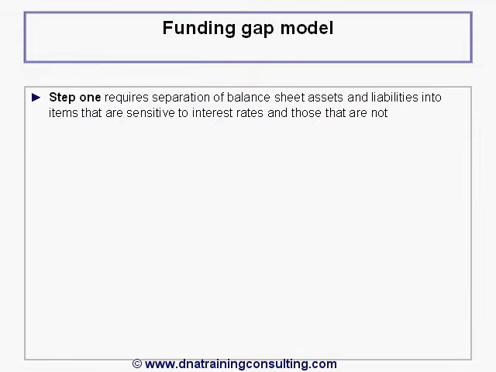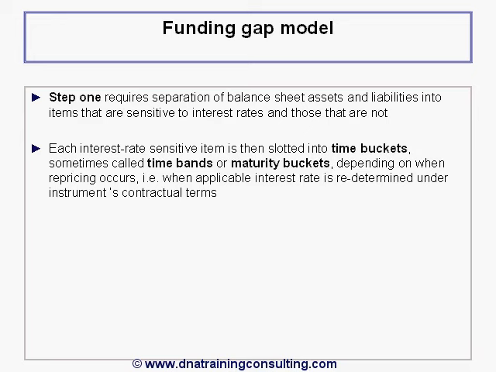Step 1 of the funding gap model requires the separation of balance sheet assets and liabilities into items that are sensitive to interest rates and those that are not. Each of the interest rate sensitive items is then slotted into time buckets, sometimes called time bands or maturity buckets, depending on when the repricing occurs, i.e. when the applicable interest rate is redetermined under the contractual terms of the instrument in question.